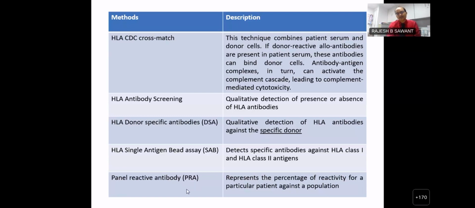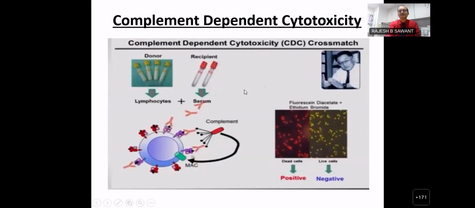The last is panel reactive antibodies, which represents the percentage of reactivity for a particular patient against a population. So this is just a kind of percentage probability of finding a match in a given population. Okay, so let us go further and see what exactly these mean. So let us look at the CDC first, the complement dependent cytotoxicity.